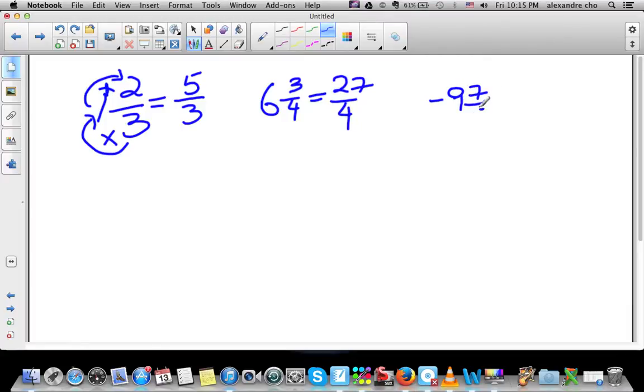-9 7/9. So 9 times 9 is 81, plus 7 is 88/9. And please add a negative sign. -4 2/7. Okay, 4 times 7 is 28, plus 2 is 30. It's 30/7, and again, that is a negative.